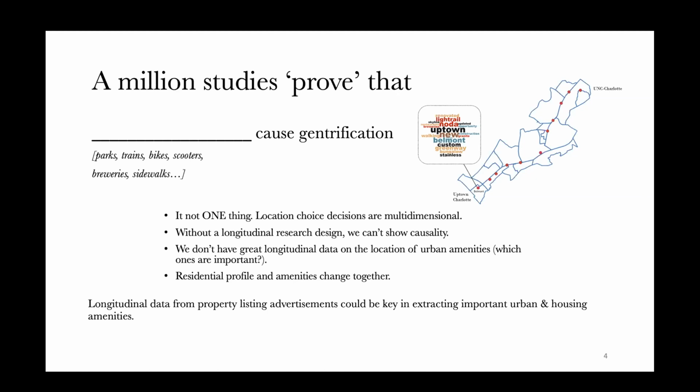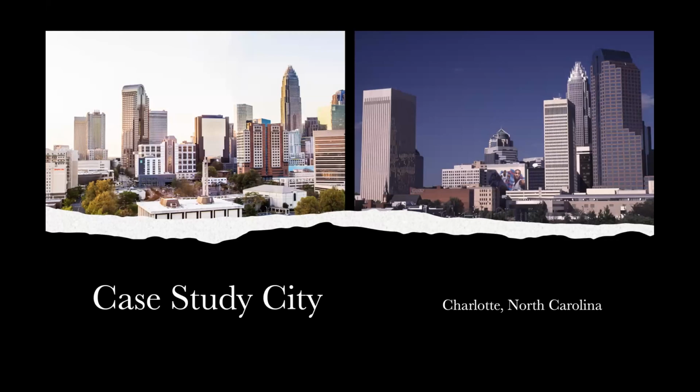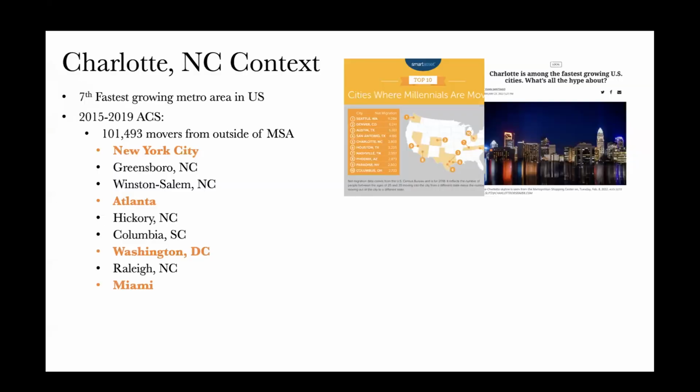So that got us excited, and we've been on this pathway for a couple of years. So for the case study, I'm going to be talking about my former home place, which is Charlotte, North Carolina. And just to give you some context about Charlotte, it is the 7th fastest growing metro area in the US. So people are coming in from outside of the metropolitan statistical area. It draws people from New York City, Atlanta, Washington, D.C., Miami, as well as other surrounding cities in North and South Carolina. It's always making the lists of cities where millennials are moving to, and so on.